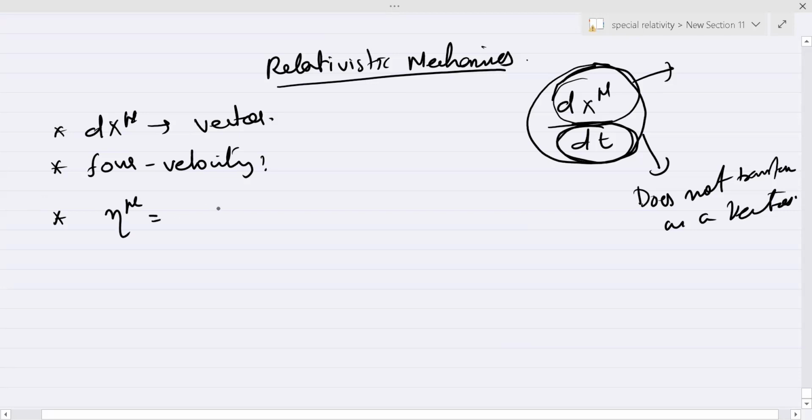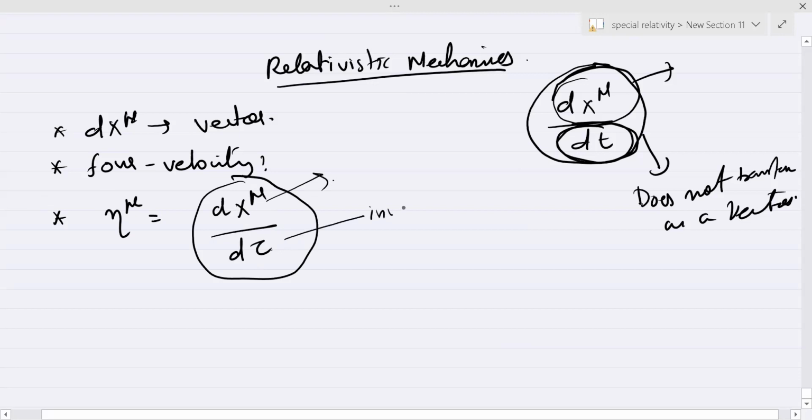So now what we can do is to construct the 4-velocity in this way. We call it η^μ, which is dx^μ/dτ. Instead of dt, we use the proper time here. Since proper time is relativistically invariant, this whole quantity transforms just like a vector, because dx^μ already transforms like a vector and dτ is invariant. So it's easy to show that η^μ itself transforms as a vector. In other words, η^μ' = Λ^μ'_μ η^μ. This transformation rule is satisfied.